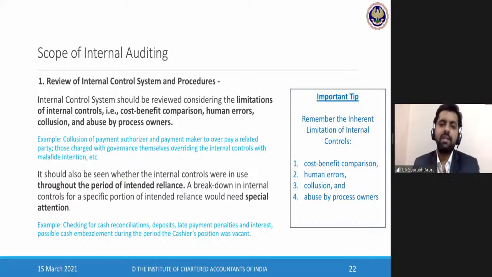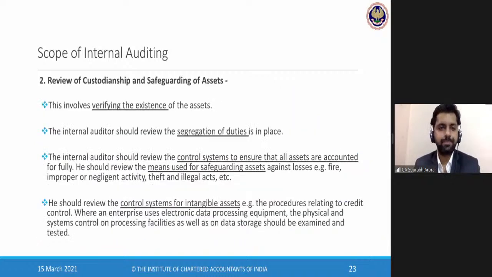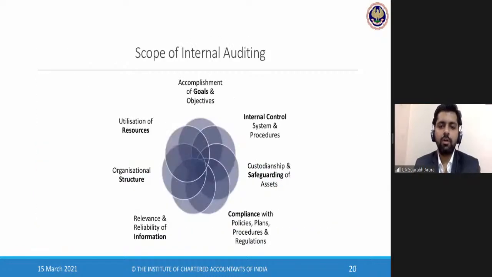So please see whether the internal control has been implemented on the 31st March of the preceding financial year of which you are auditing, or was it in use throughout the period, and if there was any suspension in the period of the use of internal control, please review those periods, especially because there are high chances that you would find some good audit findings over there, and you would find lapses of the processes, and actually appreciate the importance of internal controls in place. So for example, embezzling of cash, deposit, late payment penalty and interest, possible cash embezzlement during the period the cashier's position was vacant. So this was the first point, scope of internal control auditing, review of internal control system and procedures.